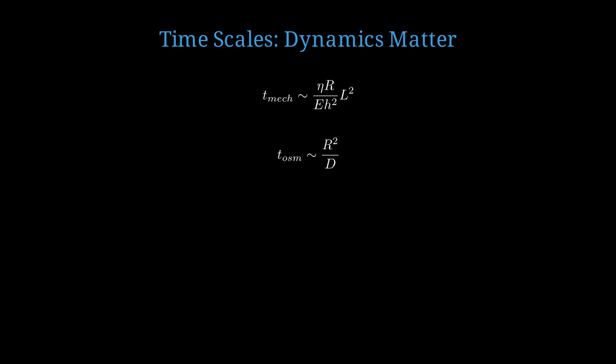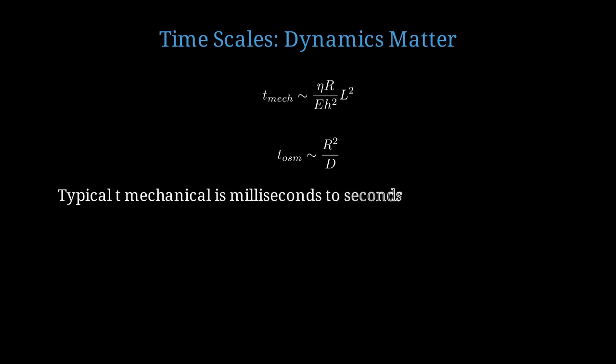The osmotic buckling time T osmotic scales as R squared divided by D, where D is the water permeability coefficient. Typical mechanical buckling happens in milliseconds to seconds. It's relatively fast. Typical osmotic buckling takes seconds to hours. It's much slower because it's limited by water transport.